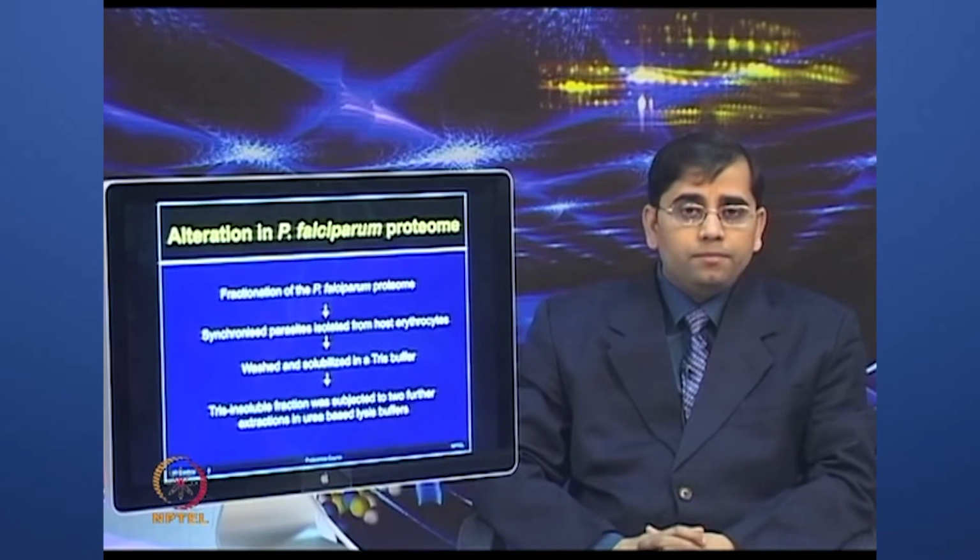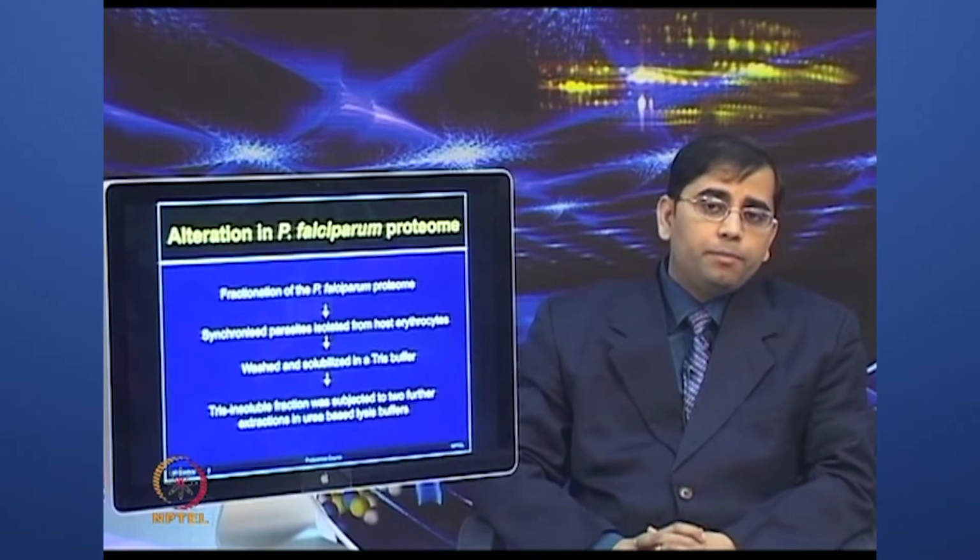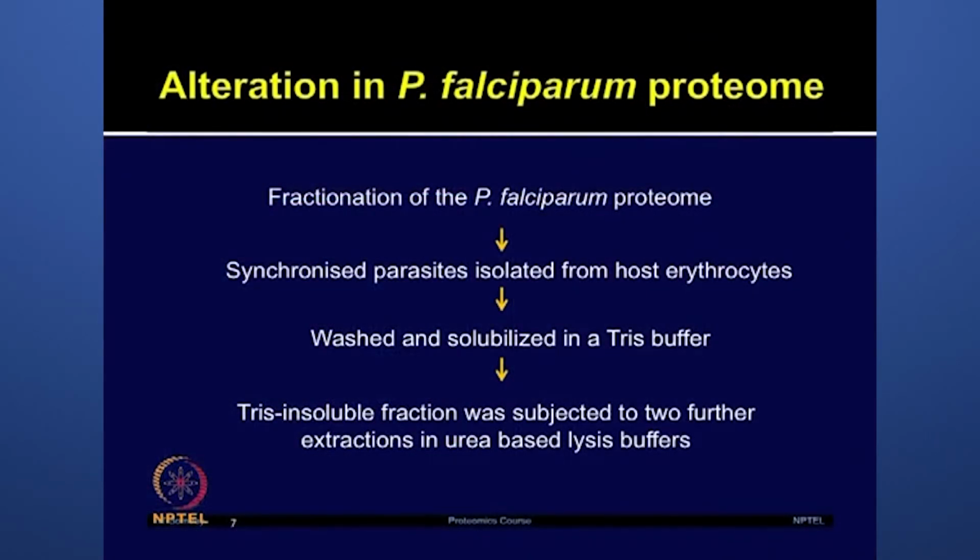So, first of all, they did the fractionation of the P. falciparum proteome, synchronized parasites which were isolated from the host erythrocytes, washed initially and then solubilized in a Tris buffer recipe. The Tris insoluble fraction was further subjected to extraction in the urea based lysis buffer.